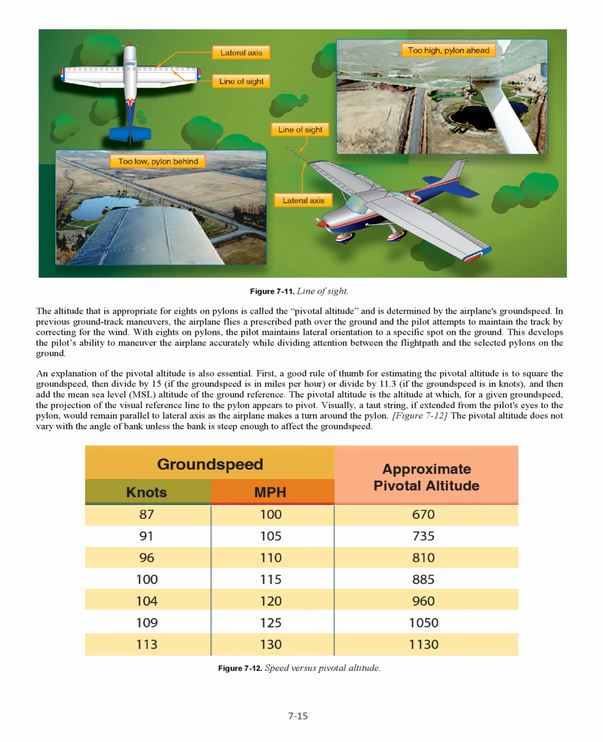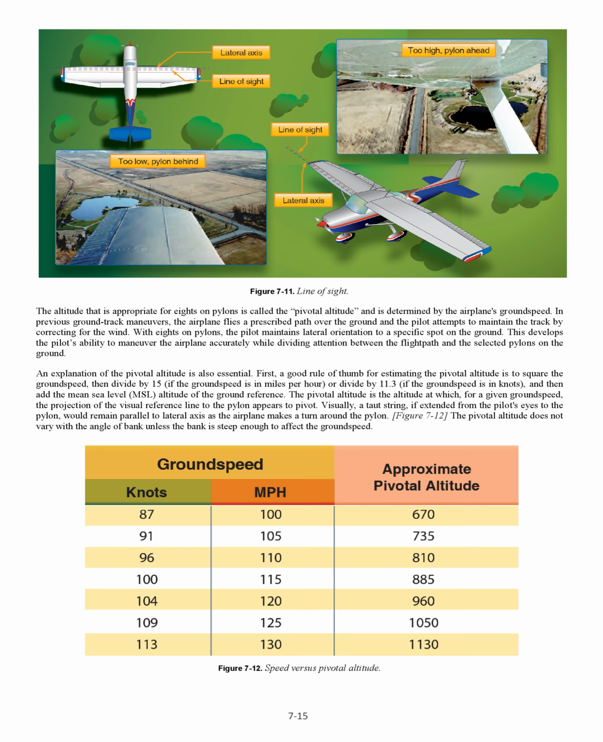First, a good rule of thumb for estimating the pivotal altitude is to square the ground speed, then divide by 15 if the ground speed is in miles per hour, or divide by 11.3 if the ground speed is in knots, and then add the mean sea level, MSL, altitude of the ground reference.